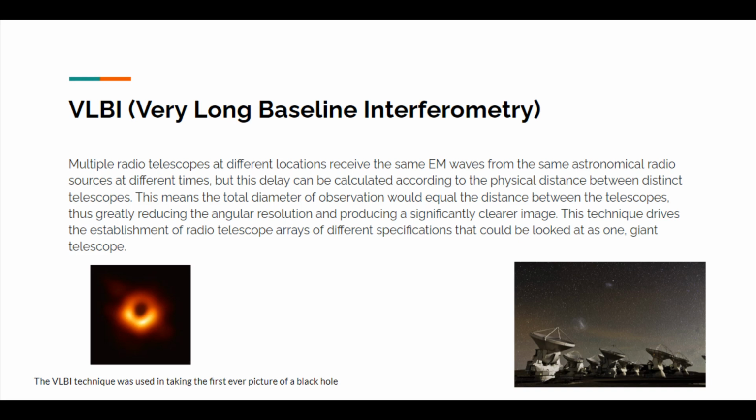VLBI, or Very Long Baseline Interferometry, is one method to overcome the significant budgetary constraints on building one telescope with a large aperture. Multiple radio telescopes at different locations receive the same EM waves from the same astronomical radio sources at different times, but this delay can be calculated according to the physical distance between distinct telescopes. This means that the total diameter of observation would equal the distance between the telescopes, thus greatly reducing the angular resolution and producing a significantly clearer image. This technique drives the establishment of radio telescope arrays of different specifications that could be looked at as one giant telescope.